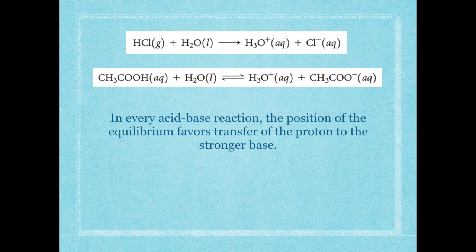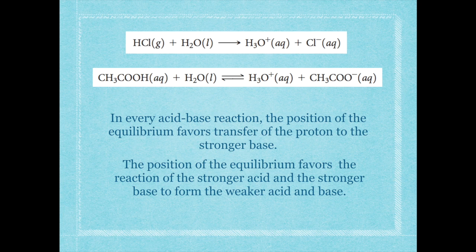So just as a couple of rules to help you to figure out where the equilibrium lies, in every acid-base reaction, the position of the equilibrium is going to favor the transfer of the proton to the stronger base. So for example, here, for the second reaction, the equilibrium is going to lie on the left-hand side because the stronger base is actually the acetate ion when compared with water. Also, just to further emphasize this, the position of the equilibrium favors the reaction of the stronger acid and the stronger base to form the weaker acid and the weaker base.